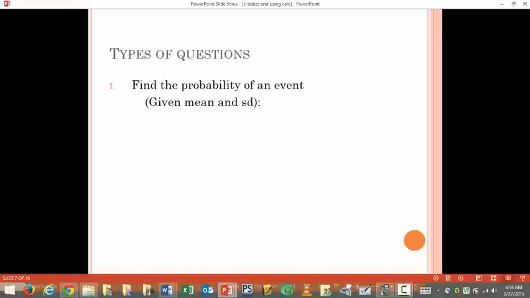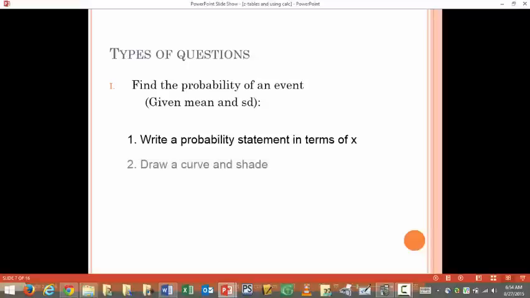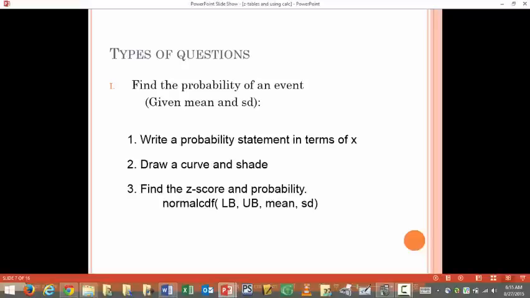So the first type of question that you could run across might read along the lines of what proportion of observations are so and so, or find the percentage of these that are between two values. But typically, you're given the mean and the standard deviation. So first we write a probability statement in terms of some variable x, and we'll make sure that we define x. We're going to draw a normal curve and shade, and this gives us a sense. We can use our knowledge of the empirical rule to guesstimate before we get the actual value, just to make sure we're going in the right direction. Then we're going to find the z-score and the probability.